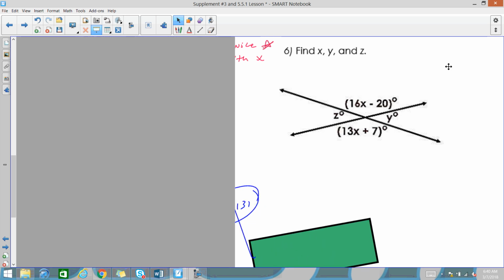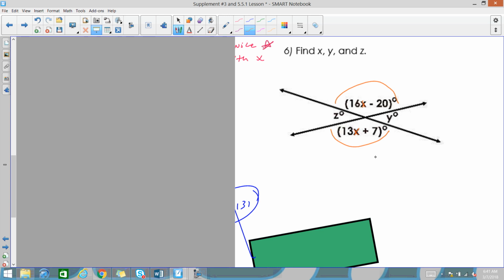Very similar to the last problem. So the rule when doing multivariable problems is find the variable that appears twice. And that is x. X down here and x here. Now in the last problem, the x's formed a linear pair. These two x's are across from each other, which means they're vertical. And that means that they equal each other. They don't add up to 180, they just equal each other.